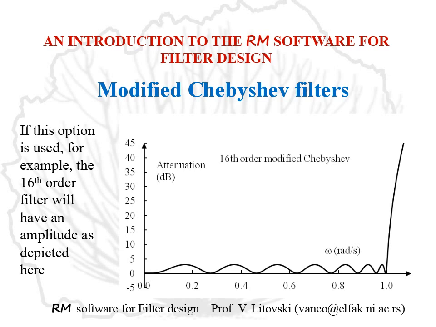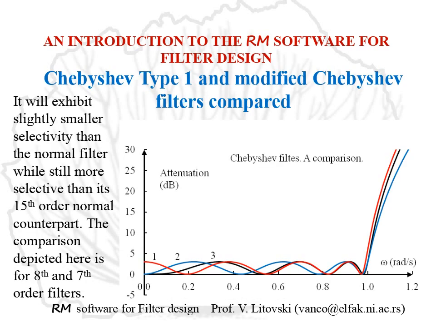If this option is used, for example, the 16th order filter will have an amplitude as depicted here. If we pay some attention to this characteristic, we may see that the attenuation at the origin is equal to 0, which is opposed to the original even order Chebyshev type 1 filter. It will exhibit slightly smaller selectivity than the normal filter, while still more selective than its 15th order counterpart.